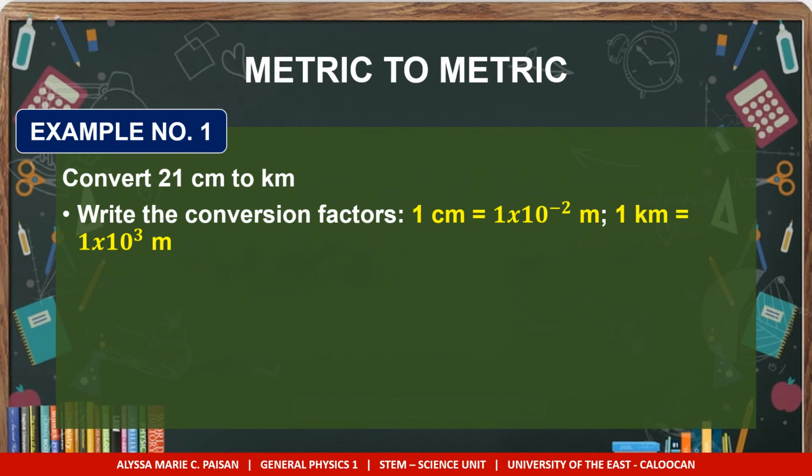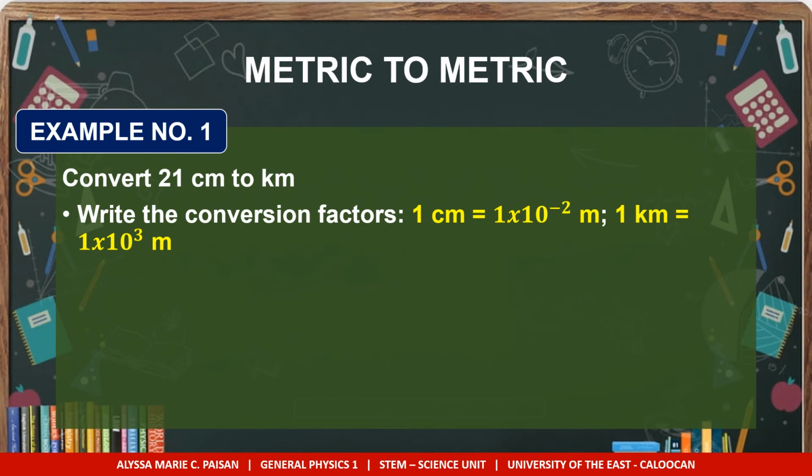1 centimeter is equal to 1 times 10 raised to negative 2 meters, because remember, the prefix centi is equivalent to 10 raised to negative 2. 1 kilometer, on the other hand, is equal to 1 times 10 raised to positive 3 meters, since the prefix kilo is equivalent to 10 raised to positive 3. Why are there 2 conversion factors?